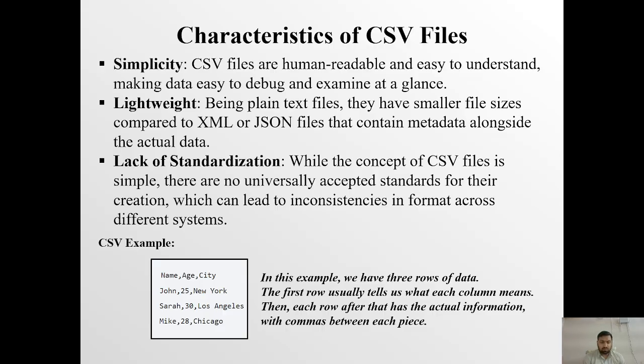Now we will take an example of a CSV. In the box, you will see some text written: name, age, city; John, 25, New York; Sarah, 30, Los Angeles; Mike, 28, Chicago. In this example, we have three rows of data. The first row usually tells us what each column means. Then each row after that has the actual information with commas between each piece.